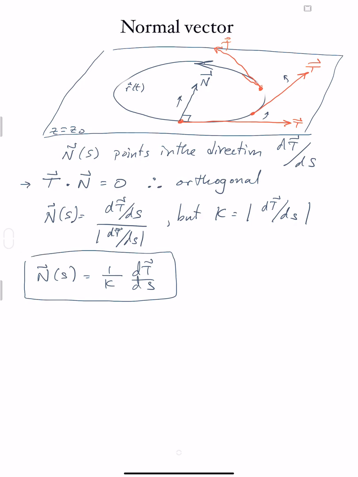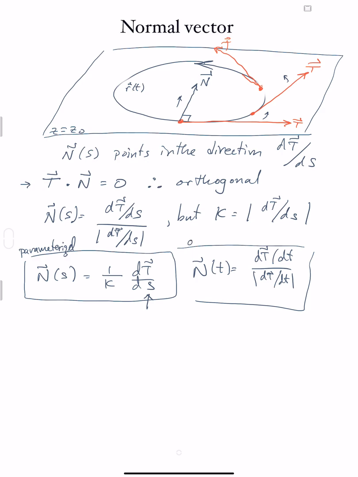So for parameterized curves, that's our definition, right? We've struggled a little bit with the idea that we're going to have to talk about arc length, so we do that. But if we have other curves, we can also define it in a similar way. N of t is then T'(t) over its magnitude, right? And that just keeps us in the parameter frame, and we can use either one of those, depending on whether we have a parameterization for our curve or not.